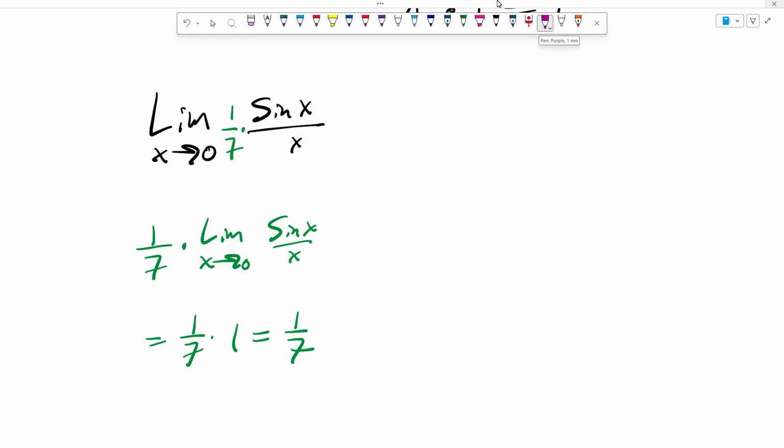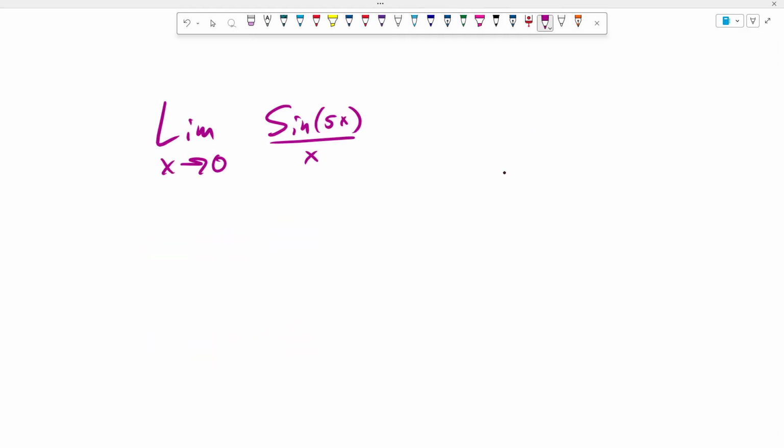That one shouldn't have been too hard, but let's try this one. Can I factor out a 5 here? Definitely not. You cannot just pull numbers out of trig functions. Uh-oh, so now what? Multiply by 5 over 5. Okay, I like that. We multiply this by 5 over 5, factor out the top 5, and take this guy out.